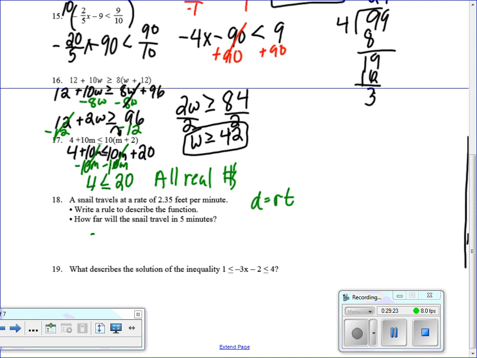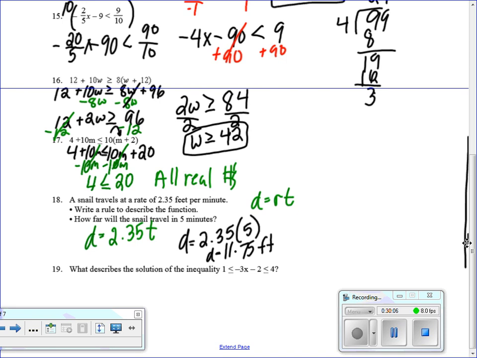Okay, well we don't know the distance that he's traveling. We also don't know the time, but we do know the rate is 2.35 feet per minute. So our equation that you could use would be d equals 2.35 t. And then to figure out for 5 minutes, we now know a time, so we're going to replace t with the time of 5. And so when you multiply those two together, you get d is equal to, or the distance is 11.75 feet.